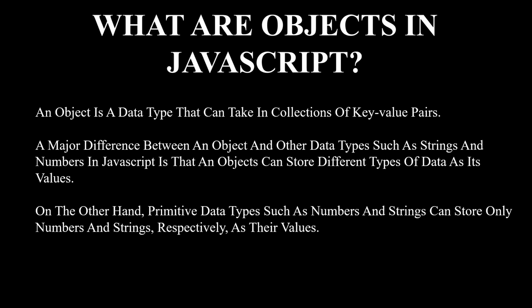What are objects in JavaScript? An object is a data type that can take in collections of key value pairs. The major difference between an object and other data types such as strings and numbers in JavaScript is that an object can store different types of data as its values. On the other hand, primitive data such as numbers and strings can store only numbers and strings respectively as their values.